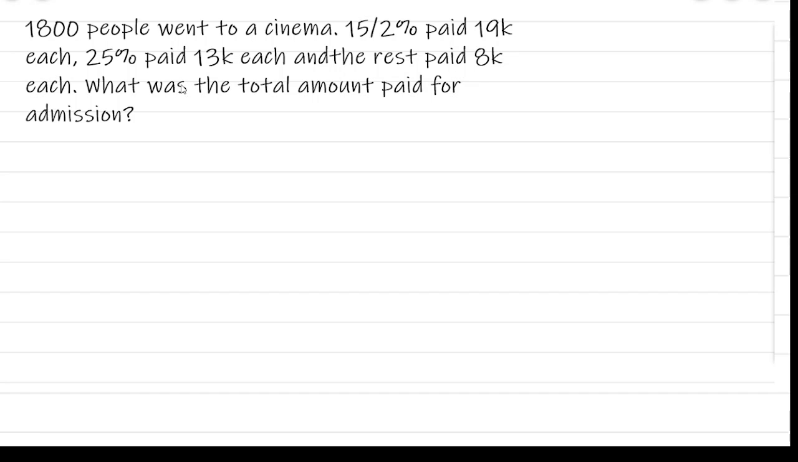Okay, here we are told that 1,800 persons went to a cinema. Then 12 and a half percent paid 19 kobo, and 25 percent paid 13 kobo each, and the rest paid 8 kobo each as well. What was the total amount paid for the admission? Well, let's write our solution.